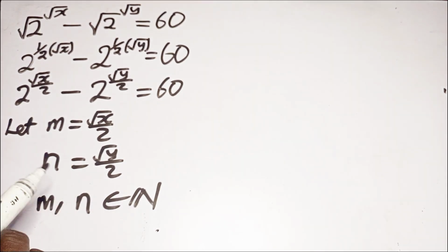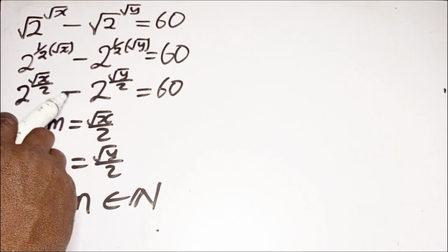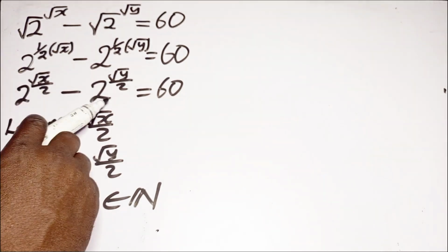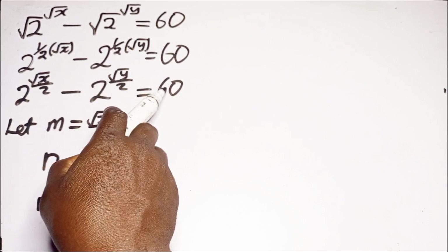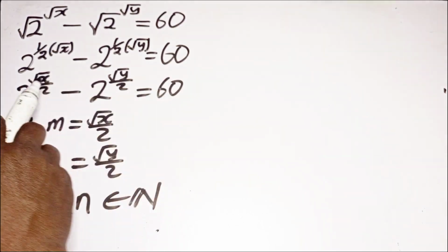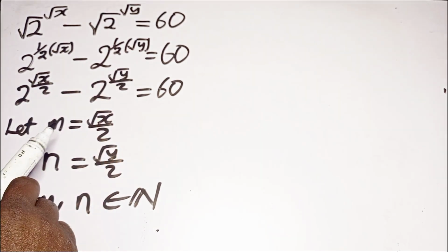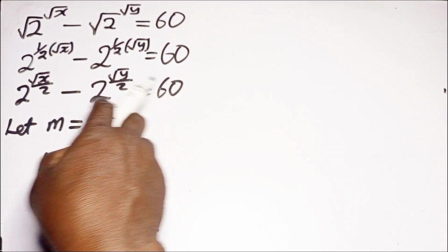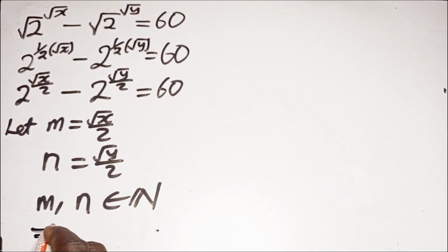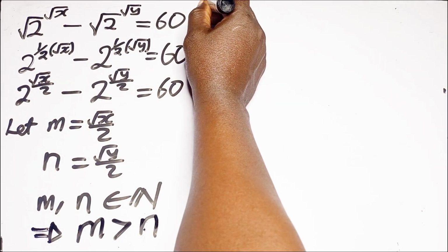Next thing, we also see here that we are actually carrying out subtraction. The bases are the same, base 2, base 2. Now this index expression minus this index expression giving us a positive natural number suggests that this power root x all over 2 must be greater than this power root y all over 2, for us to be able to have a positive natural number here. So we can also add the other condition that m must be greater than n.